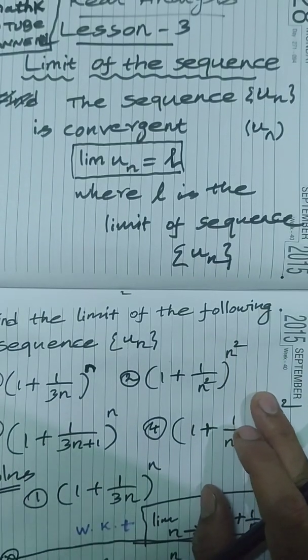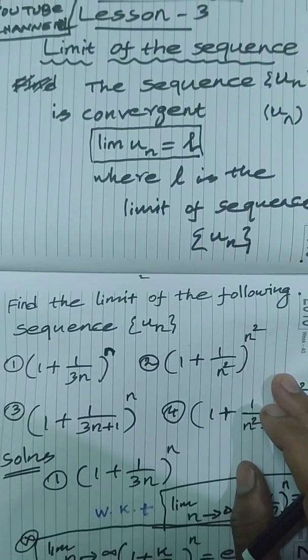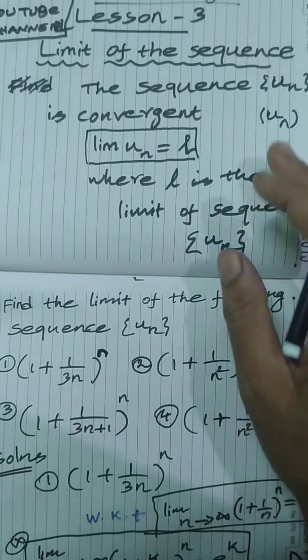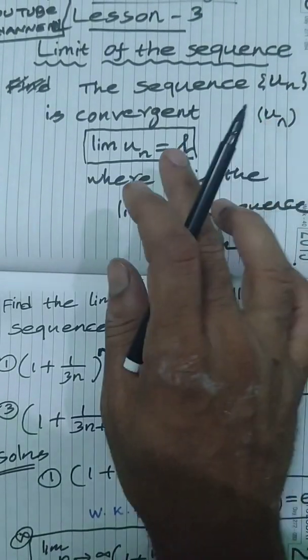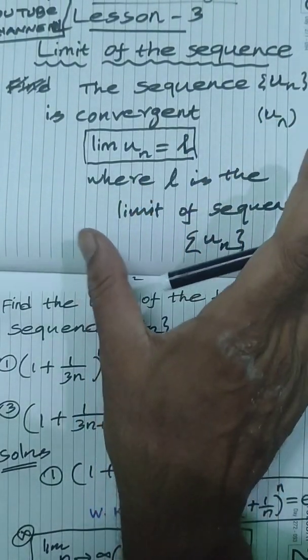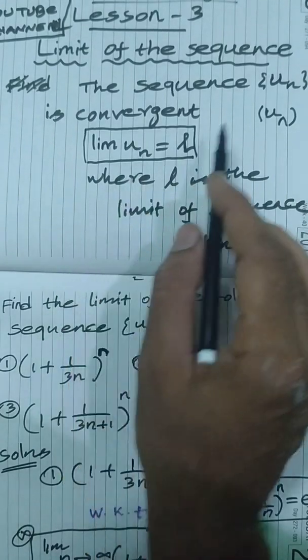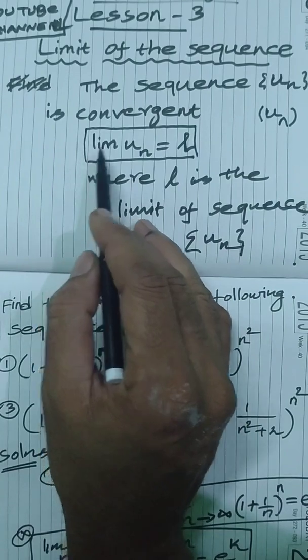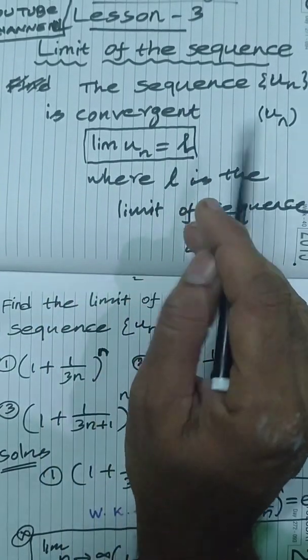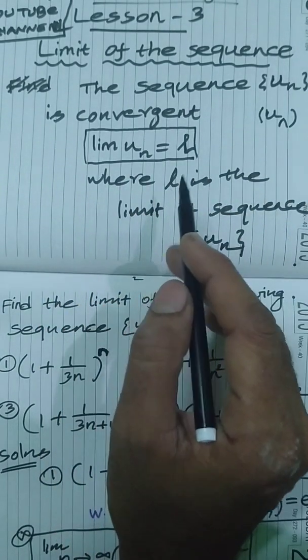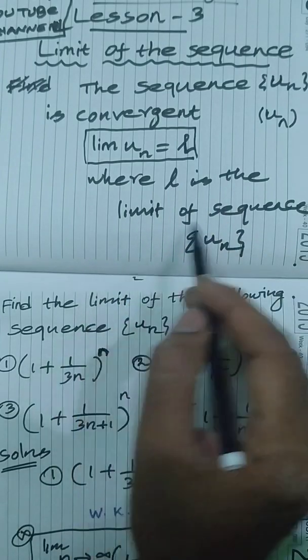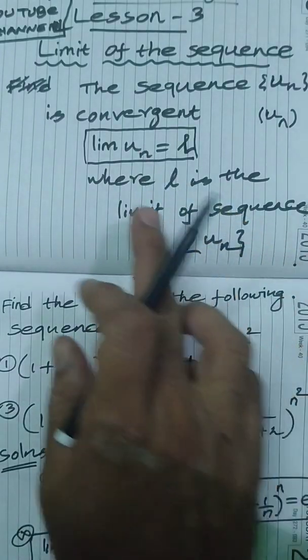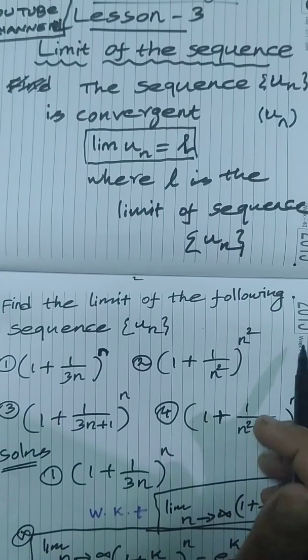Now the problems we are going to solve. So this is the definition: the sequence is convergent, the basic definition. The notation U_n is written simply like this. When we take the limit, we get the limit L, some finite value, and that finite value L is called the limit of the given sequence.